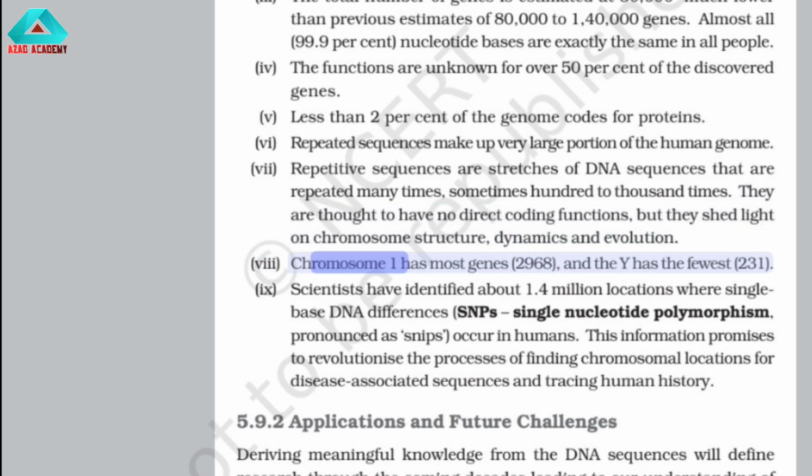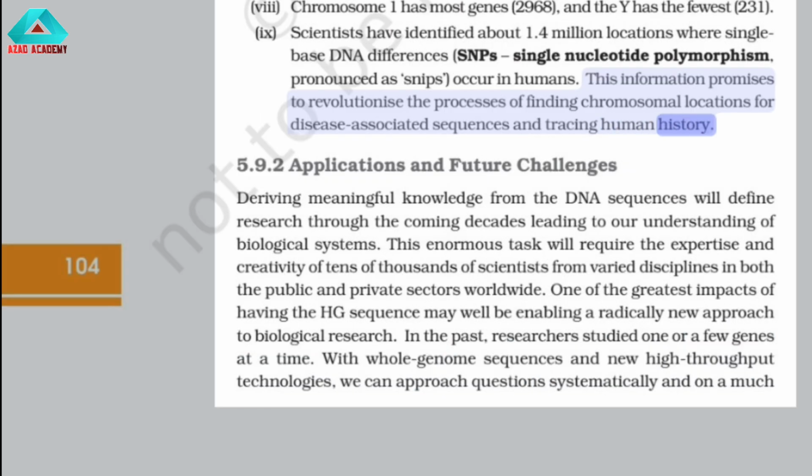8. Chromosome 1 has the most genes, 2,968, and the Y has the fewest, 231. 9. Scientists have identified about 1.4 million locations where single-base DNA differences, SNPs (single nucleotide polymorphisms, pronounced "snips"), occur in humans. This information promises to revolutionize the processes of finding chromosomal locations for disease-associated sequences and tracing human history.